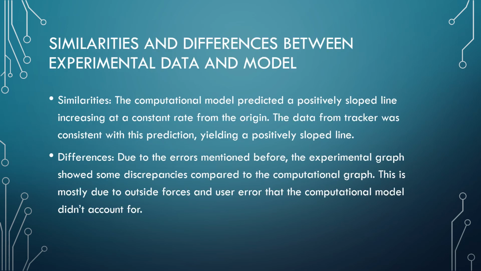Some similarities. The computational model predicted a positively sloped line increasing at a constant rate from the origin. The data from Tracker was consistent with this prediction, yielding a positively sloped line as well. Some differences. Due to the errors mentioned previously, the experimental graph showed some discrepancies compared to the computational graph. This is mostly due to outside forces and user error.